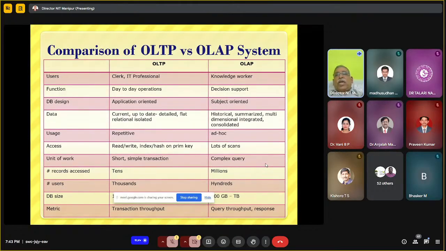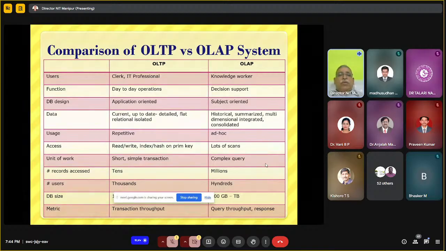Detailed design: which transaction, when it is debited, where it is debited, at what time, all those details will be there. Whereas in the OLAP system, data is always historical, summarized, multidimensional, integrated, consolidated. All data is reduced into a highly condensed structure. That's why archival data, multidimensional data, historical data, summarized data, and data collected from different sources are all taken care of in the OLAP system.